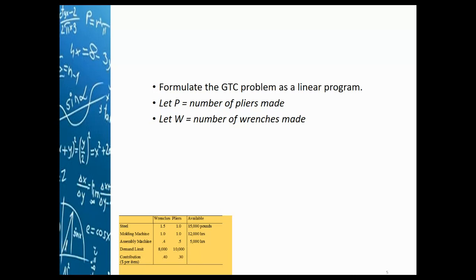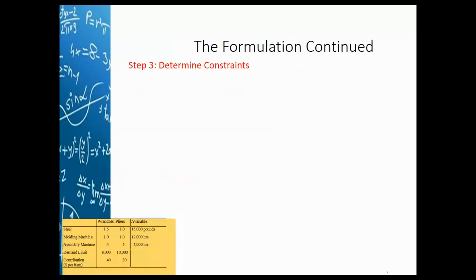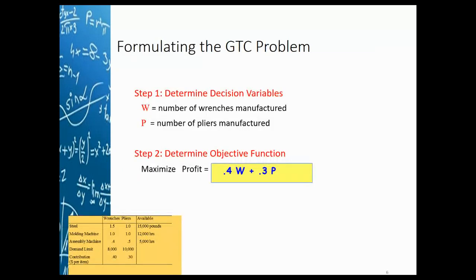First things first, we highlight what our decision variables are. In this case, our decision variables are just two things: the wrenches and also the pliers. We put P as the pliers and W as the wrenches. You can put any other values; it's not limited to particular alphabets. Sorry, I forgot to cancel the animation. So the first step to formulate this problem is to determine the decision variables W and P.